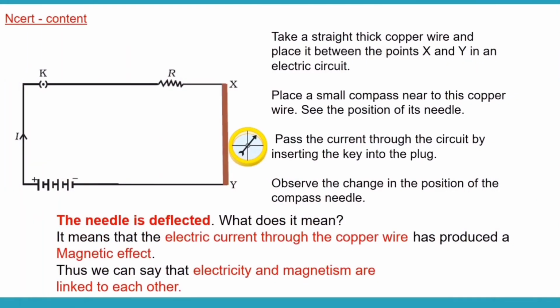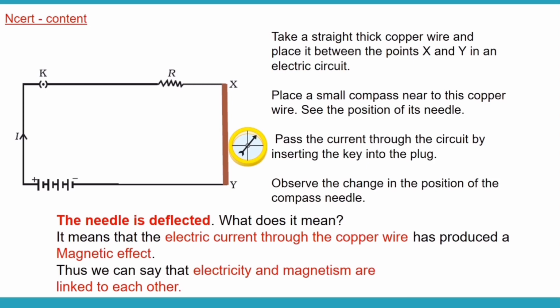This is a circuit in your NCERT. You could see the circuit over here, right? Take a straight thick copper wire and place it between the points X and Y in an electric circuit. Place a small compass near this copper wire. See the position of its needle. Pass the current through the circuit by inserting the key into the plug. Observe the change in position of the compass needle.